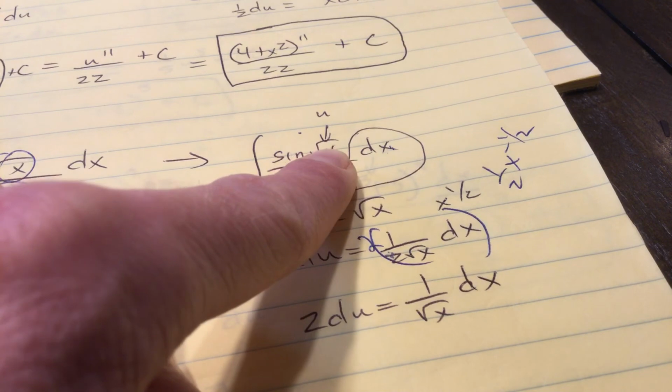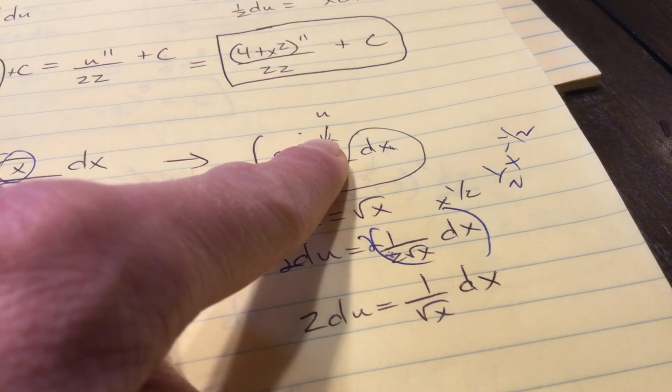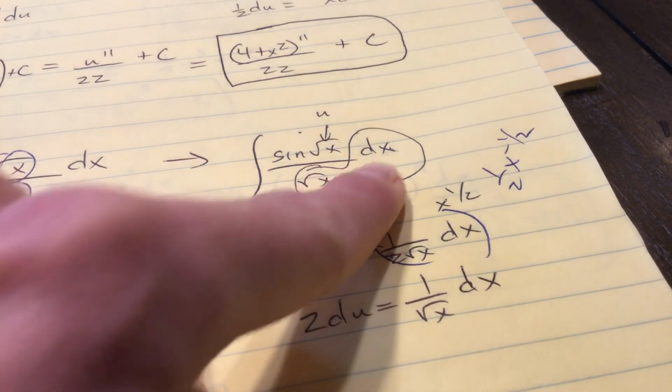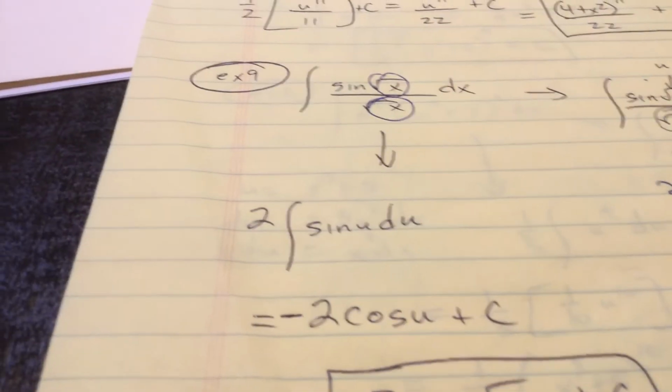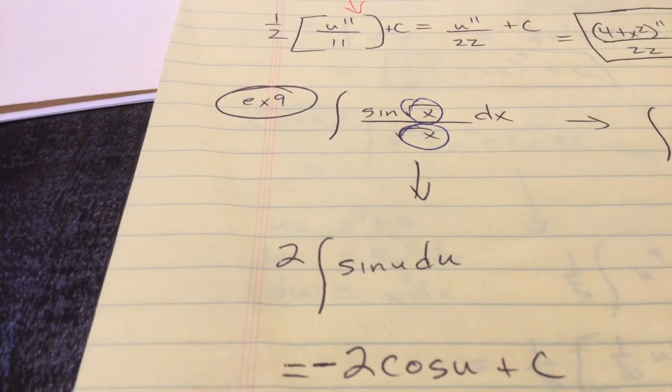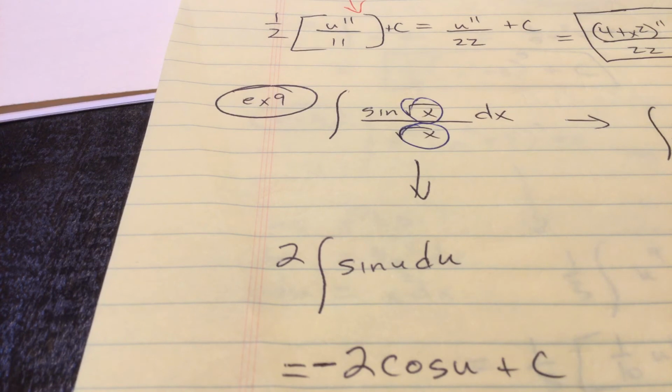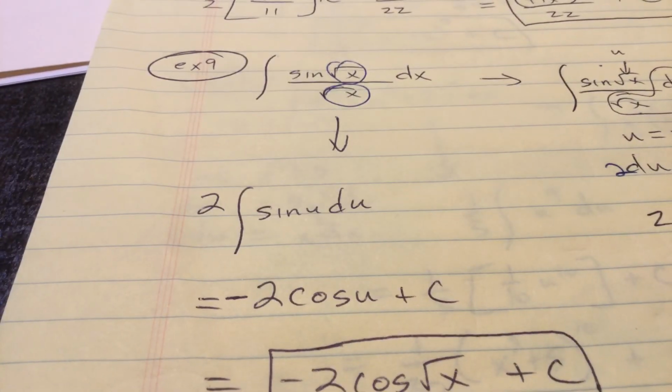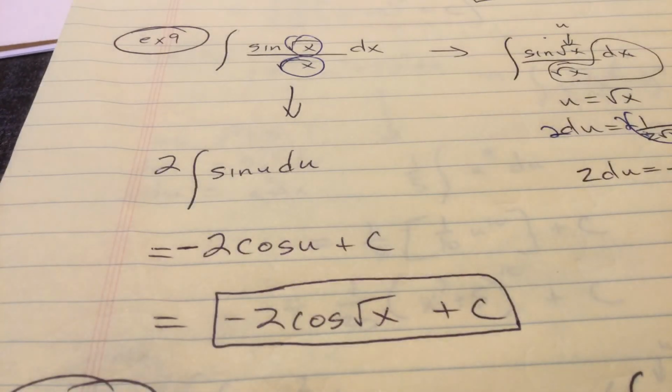Remember, this is going to be u. It's going to be sine u. It's going to be 2 on the outside du. And that's how it's going to be written. What is the antiderivative of sine u? It's negative cosine u plus c. What is u? Square root of x.